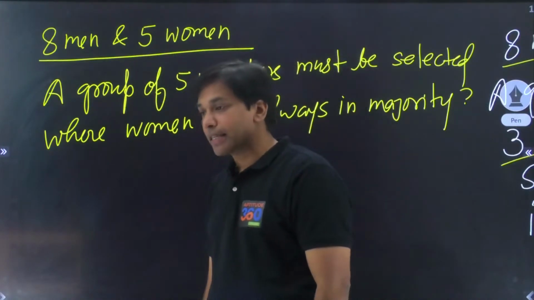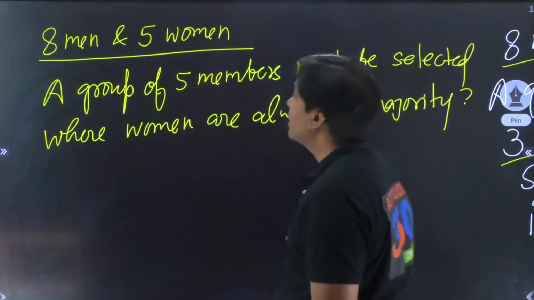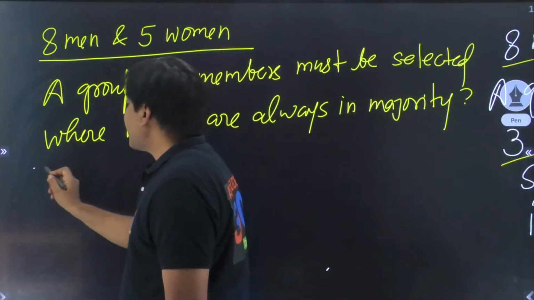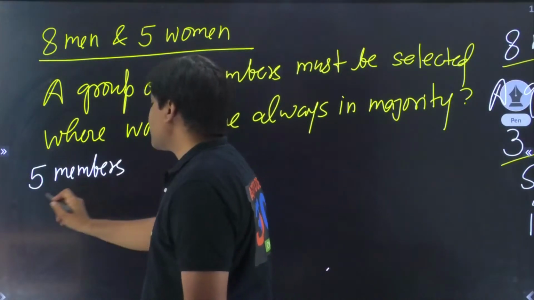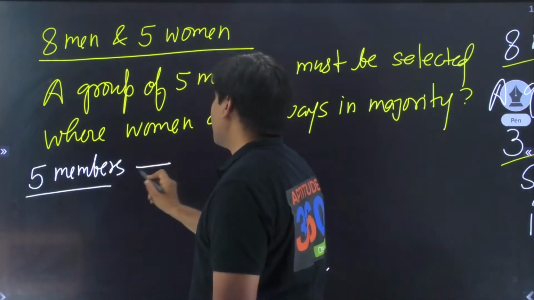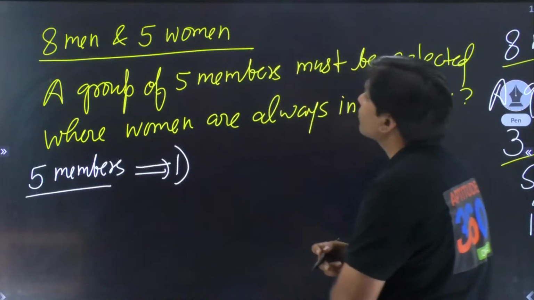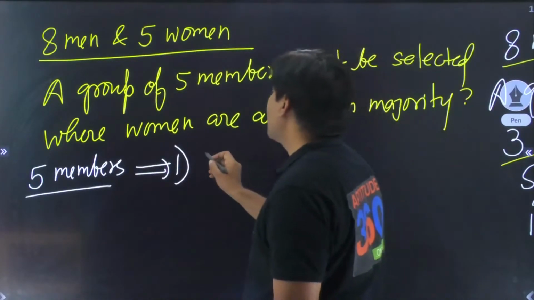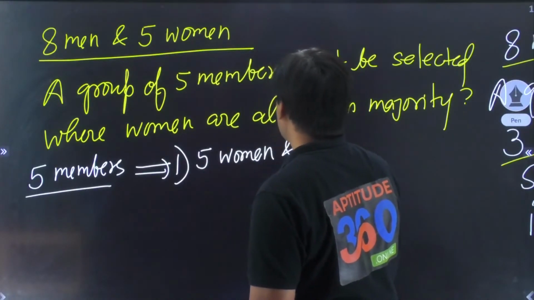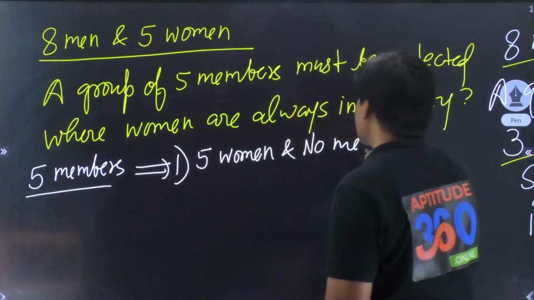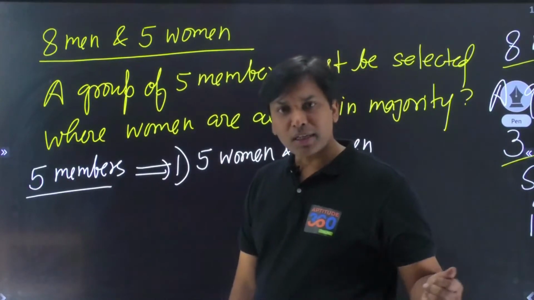It is something like this. If you look at this problem, it says 5 members where women are in majority. Can I say that in case number 1, I have 5 women and no men? Can this be a case? Yes, it can be a case. Women are in absolute majority. 5 women हैं, 5 के 5 को select कर दो, right?